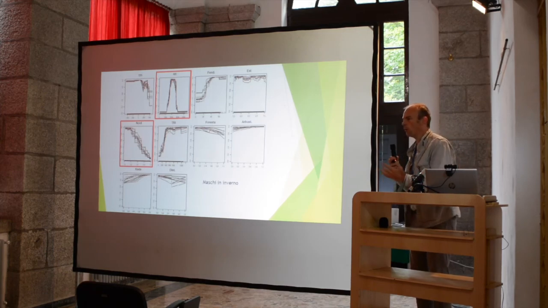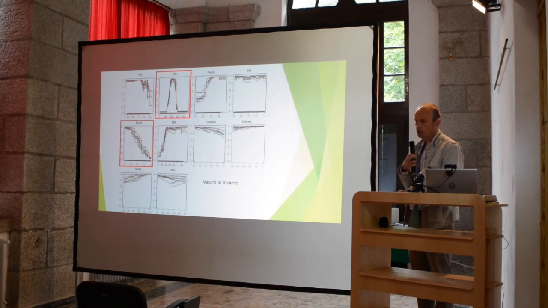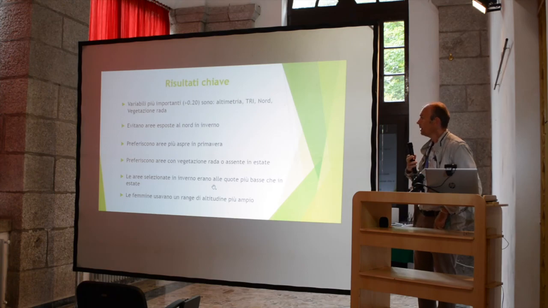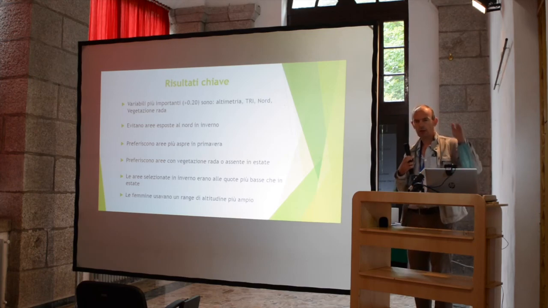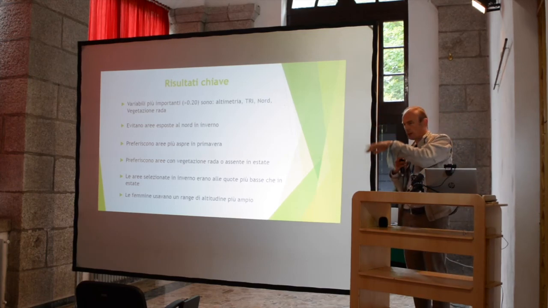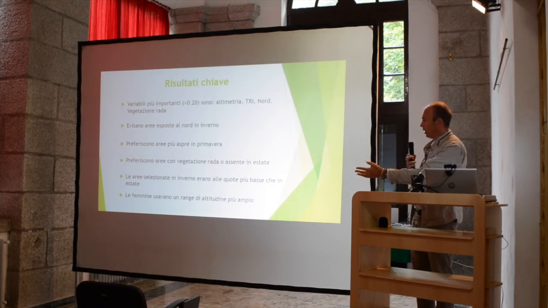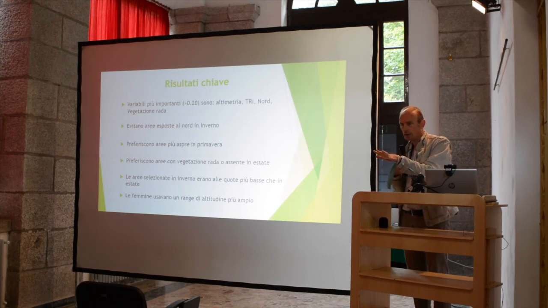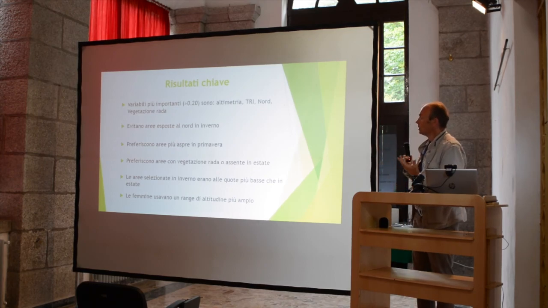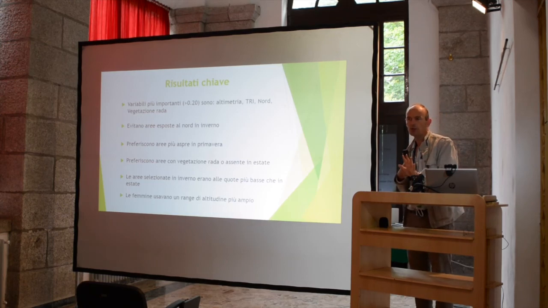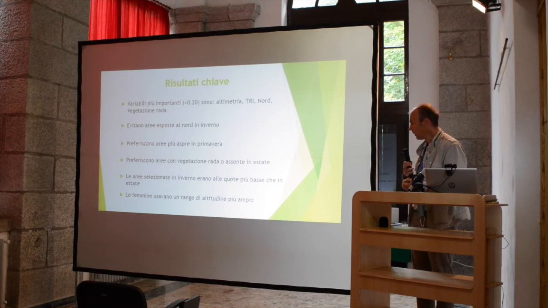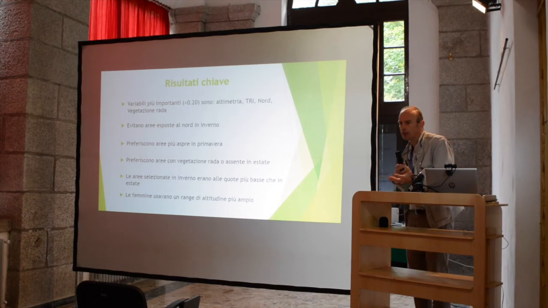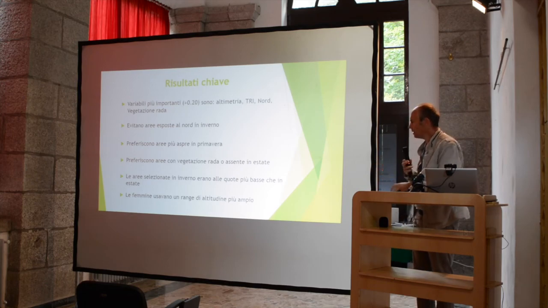I can't go through all the seasons and all the sexes, so I'm just going to summarise some of the key findings. That is, the most important variables were elevation, terrain ruggedness, so that means rugosità, okay? Whether a slope is facing north or not, and the cover of sparse vegetation. So, more in detail. The ibex avoid areas facing north, especially in the winter. They prefer steeper slopes, particularly in spring. They prefer areas with little vegetation, open, sparsely vegetated areas.